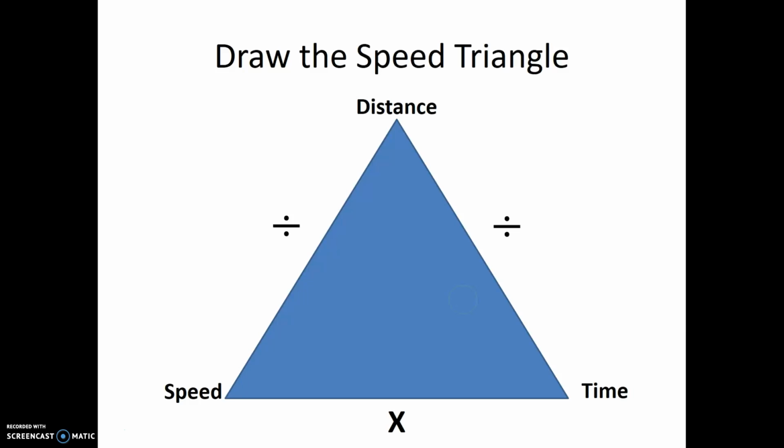Okay, let's start off by drawing the speed triangle. Go ahead and copy this into your notes. Make sure you have the division signs and the multiplication signs. Then from memory, progress to number 2 and write the distance formula, the speed formula, and the time formula.